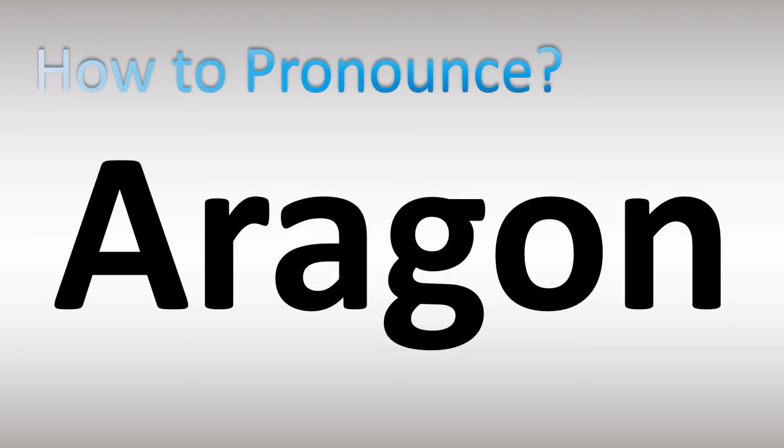It normally has an accent on the O in Spanish, indicating you have a stress on that "gon" syllable. Aragón. Aragón. In English, however, it's generally said as Aragon.